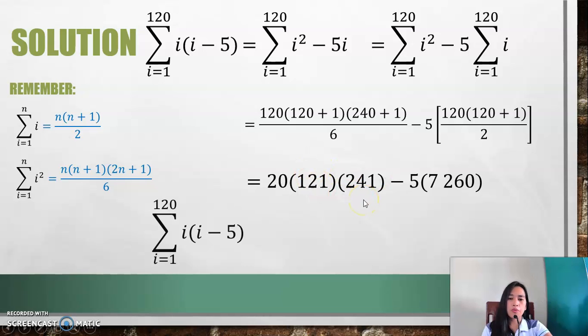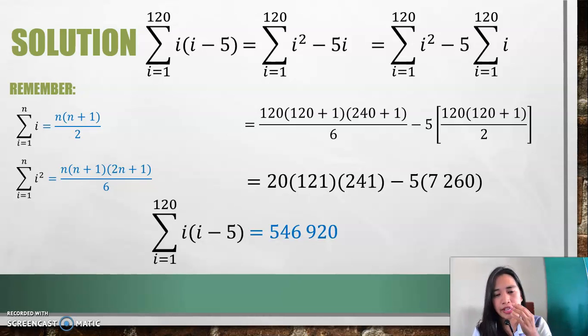So this is our result now. The summation of i times (i minus 5) from 1 to 120 is equal to 546,920. Okay, so it is easy if you follow the properties. And be careful also with the sign and whatsoever and other things.